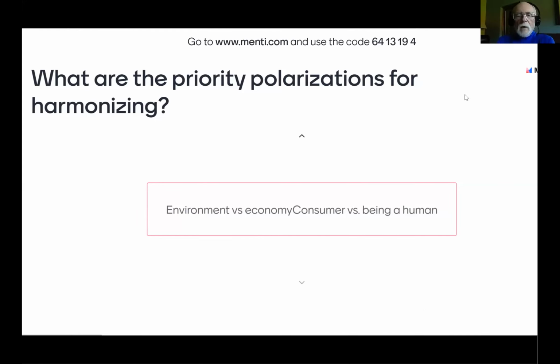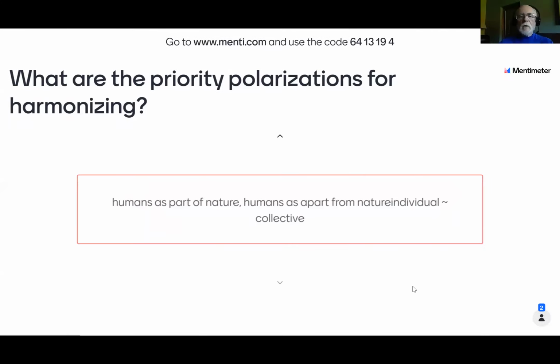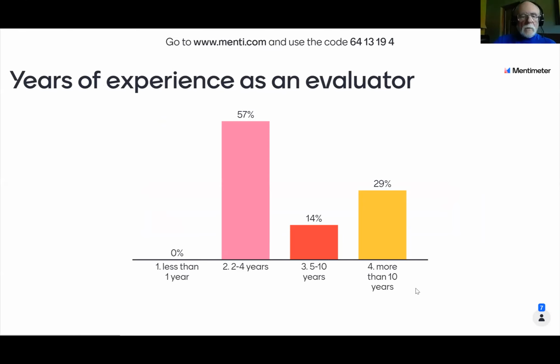All right, so there's one response. Do we have others? Your priority polarizations for harmonizing. No other takers? I submitted something, but it doesn't seem to have appeared. There it is. Humans as part of nature. Humans as apart from nature. Individual versus collective. All right. Then let's go to a second. Oops, that's not what I wanted.